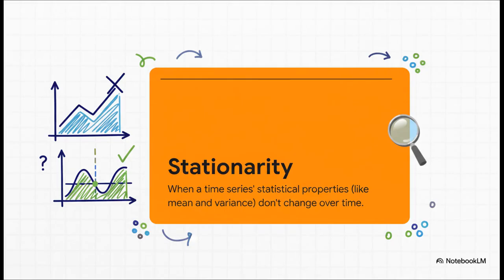Okay, so here's the first rule of the ARIMA Club. The data has to be stationary. What on earth does that mean? Well, think of it this way. Imagine you're on a boat that's bobbing up and down, and you're trying to measure the height of the waves. It's impossible, right? You need to stabilize the boat first. Data is the same. For ARIMA to work, the data's average and its volatility can't be constantly changing. It needs a stable base.